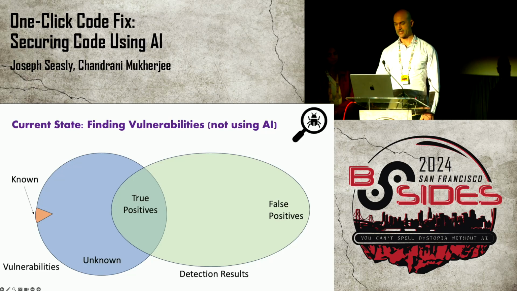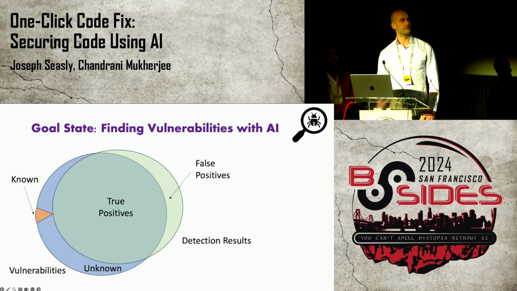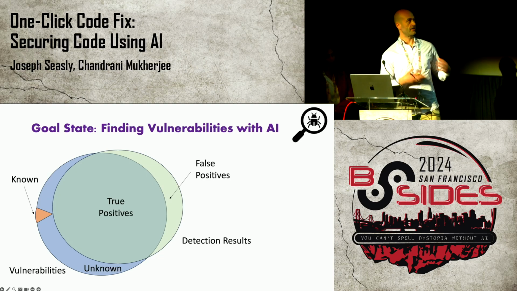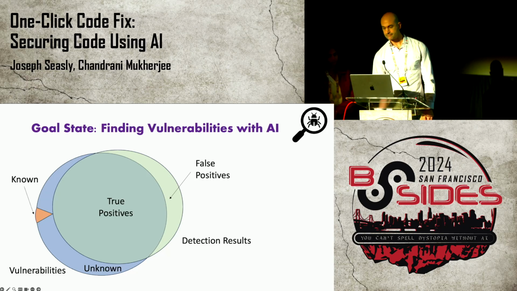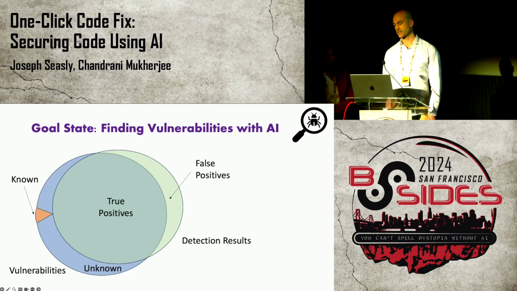We're going to see if we can use AI in this process. The goal state is that we want to increase our coverage, increase our true positives, and decrease our false positives. We're still not going to be perfect in our coverage of all vulnerabilities. And there are at least two ways of finding vulnerabilities using AI.